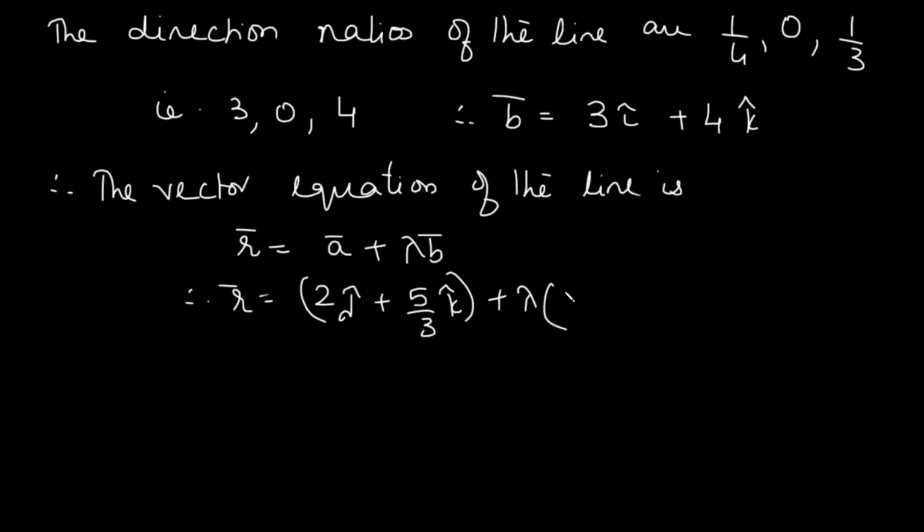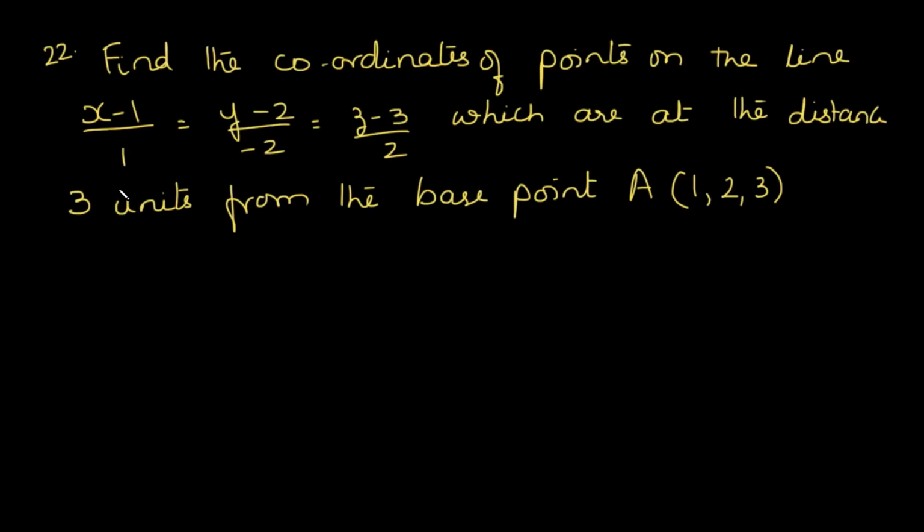B becomes over here 3i plus 4k. So thus we get the answer to this particular question. Now the 22nd one, that is the last sum of miscellaneous exercise 6A.